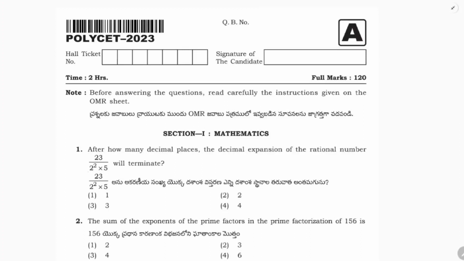POLYCET 2023 Andhra Pradesh paper. In this video, I'll explain 50 multiple choice questions of mathematics.